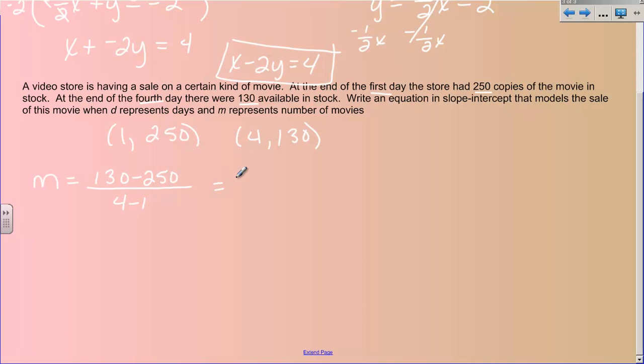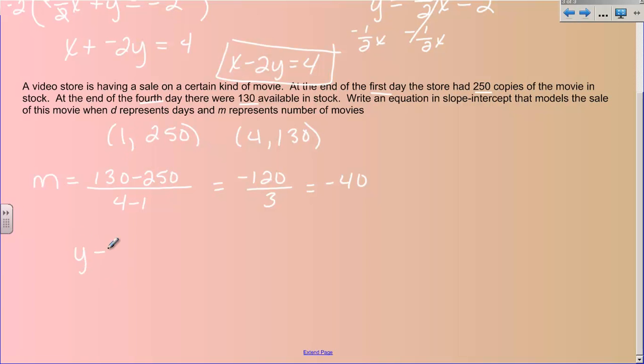And I'm going to pull out my calculator. 130 minus 250 is going to be -120. And 4 minus 1 is 3. And so that simplifies to -40. So my slope is -40. Now I have 2 points, this one and this one. I don't care which one you pick. I'm going to use the first one because it has a 1. And just like 0, multiplying by 1 is very easy.